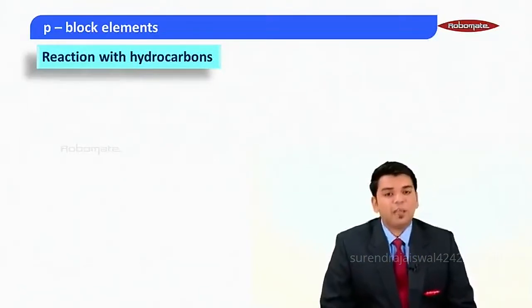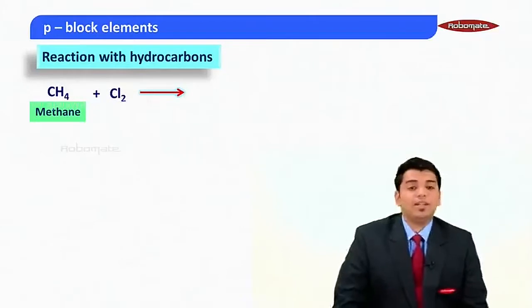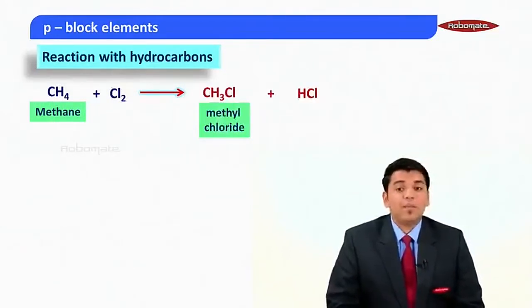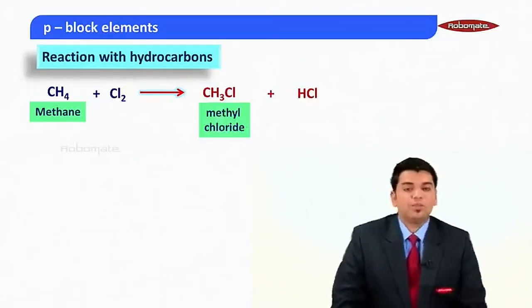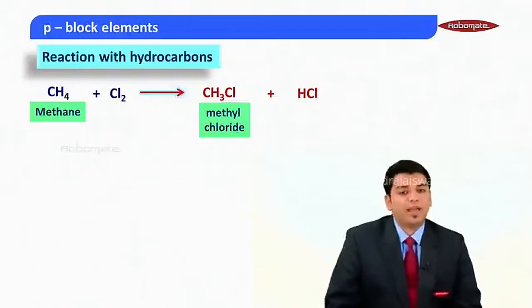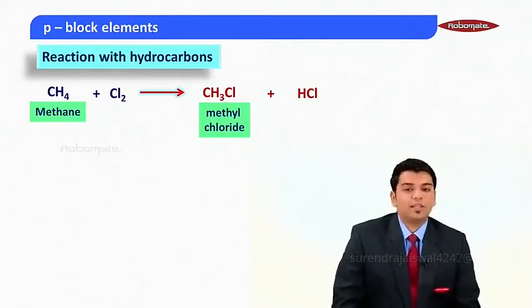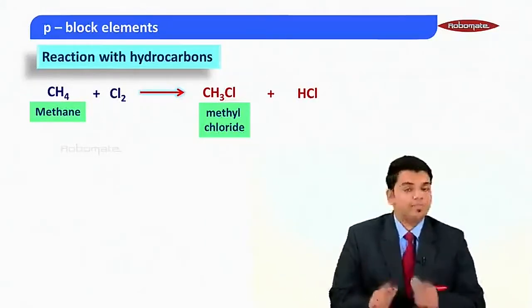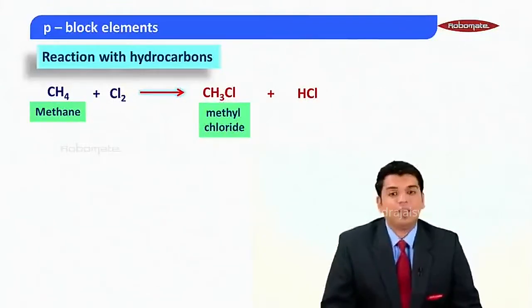Our first example here is methane, that is CH4 plus Cl2. This reaction has to be specifically done under sunlight. This produces CH3Cl, that is methyl chloride, and HCl. This reaction takes place because of the free radical mechanism, where we have the formation of chlorine free radicals as well as methyl free radicals. And this reaction does not stop at this step. It goes until completion, till we get the formation of CCl4.